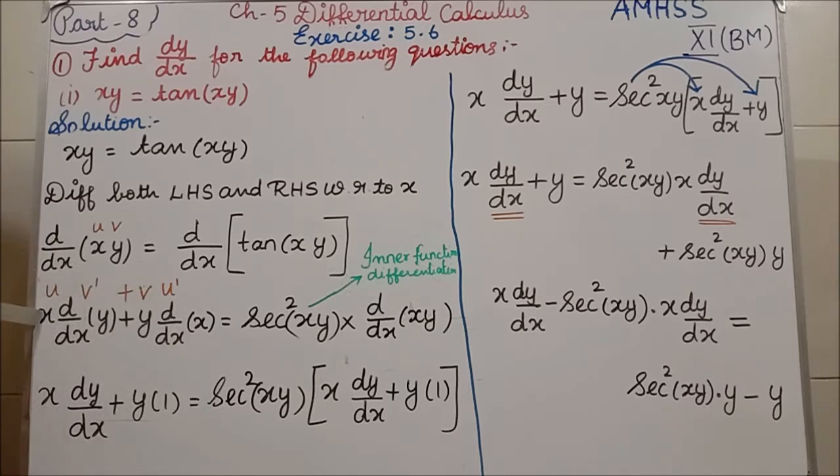So u is nothing but x. v dash means we have to differentiate. So d by dx of y plus vu dash. v means y. u dash means what? We have to differentiate u. d by dx of x. So x d by dx of y, what I told there? dy by dx plus y d by dx of x. If you differentiate, we will get 1. Now the LHS part we have differentiated. Now we will go to the RHS part.